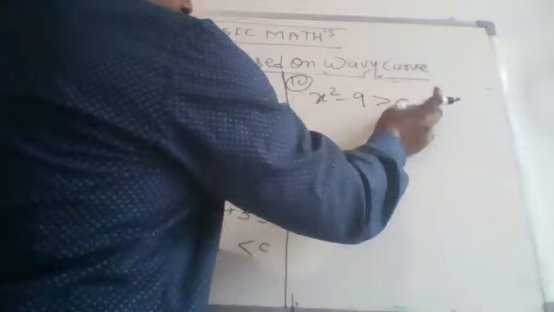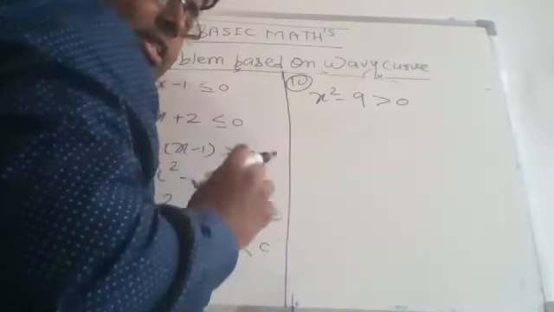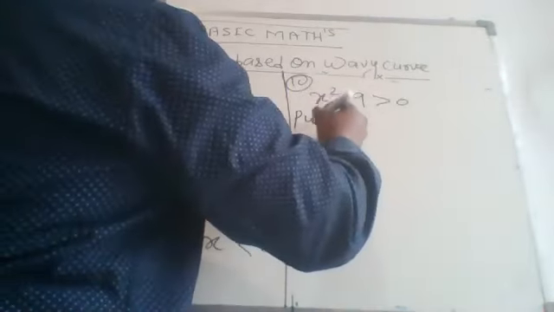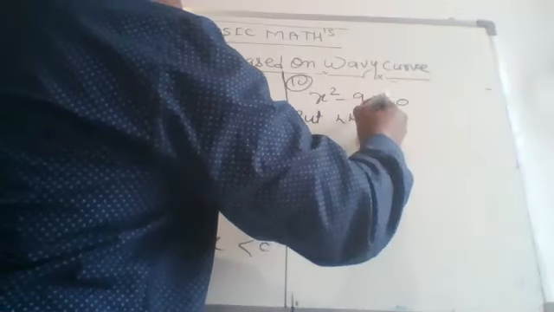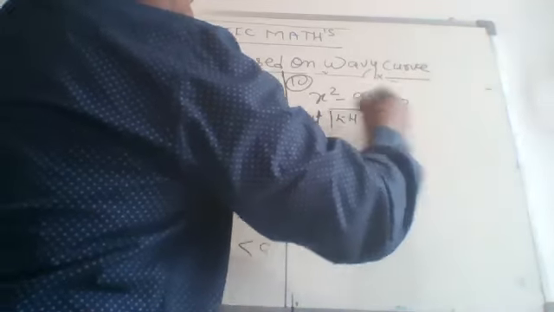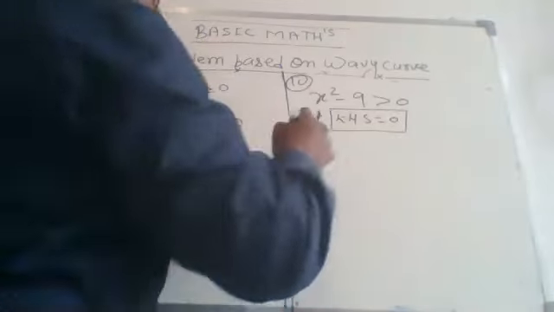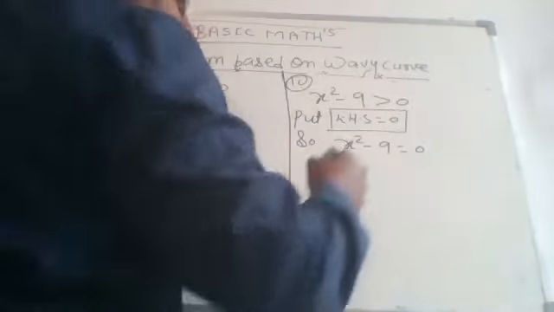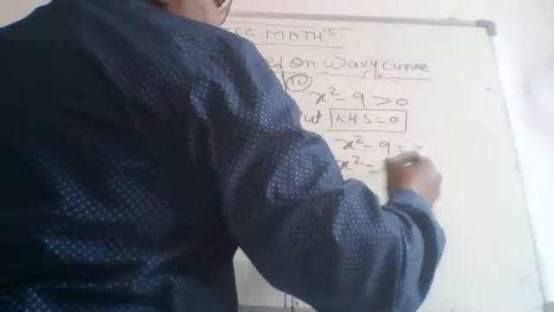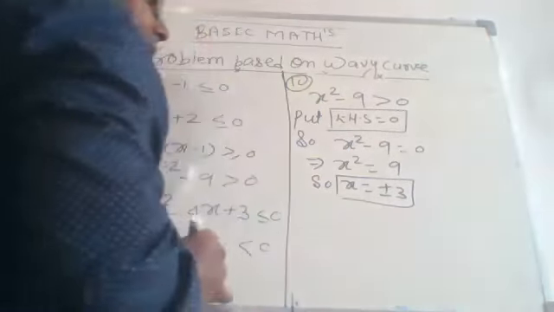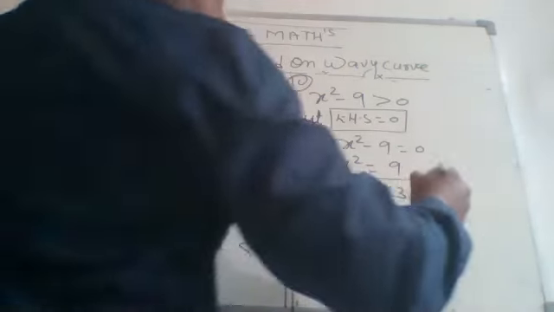Again, the right side is 0, and here the coefficient of the higher power of x is positive. Now we have to just put the left hand side equal to 0. So what do we get from here? We get x square minus 9 equals 0. This implies that x square equals 9. So we get x equal to plus minus 3. It means x is equal to 3 as well as minus 3.